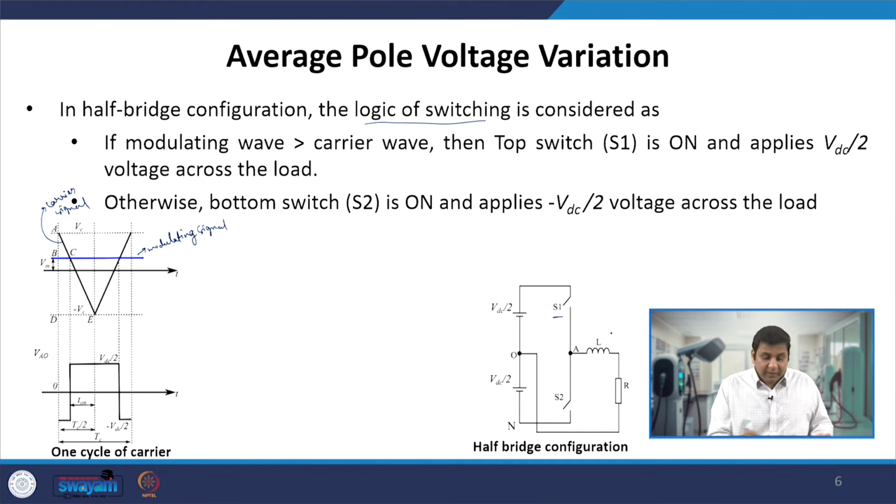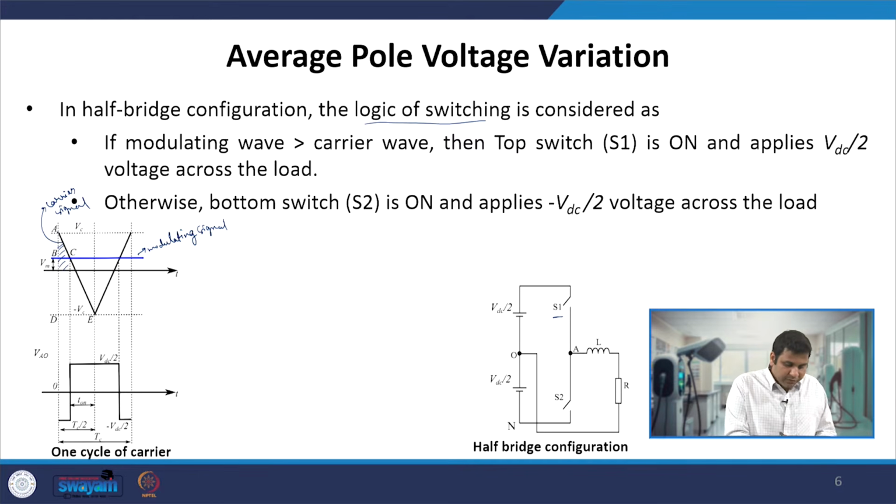Otherwise, when the modulating wave is less than the carrier wave, switch S2 is on, and we apply minus VDC by 2 across the load, that is, the pole voltage of this half bridge. Now, if you see this particular part, the carrier goes from A to C, while the modulating signal is kept constant at point B.